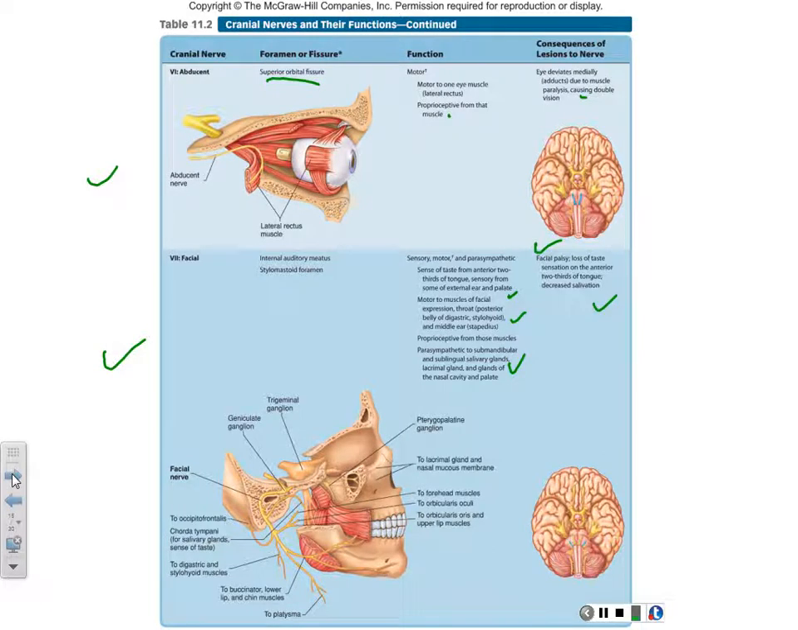So this one is easy. Facial has to do with the face, so facial expression, smiling, frowning, and all that stuff. All those muscles are controlled by that. And it also controls taste on the tongue. So those are the big two that I would want you to mention when you talk about the facial. Okay?